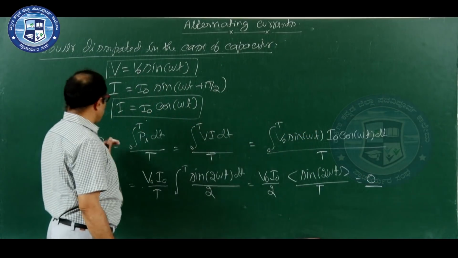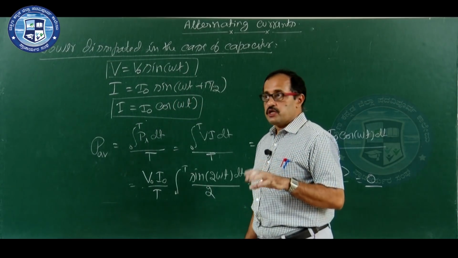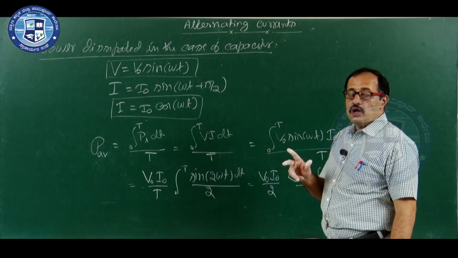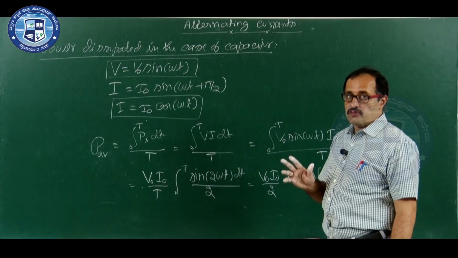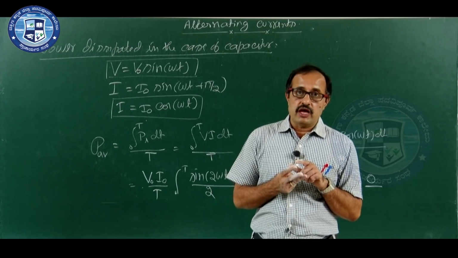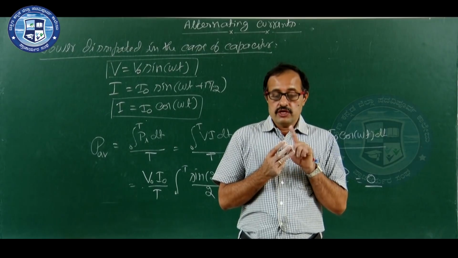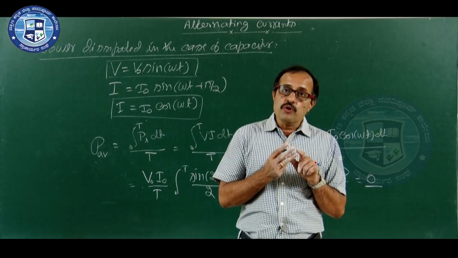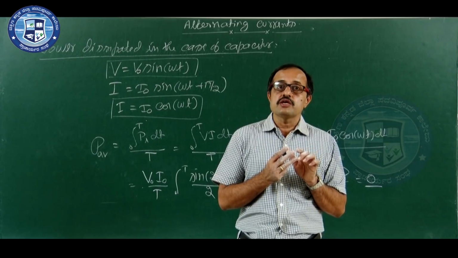Hence, the average power consumed when alternating current flows through a capacitor is always 0. Therefore, its opposition is known as capacitive reactance and it is not resistance. Remember one important point: when AC flows through the three components, resistor, inductor and capacitor, heat is produced only in the case of the resistor. There is no power consumption and no production of heat in the case of the inductor circuit and the capacitor circuit.